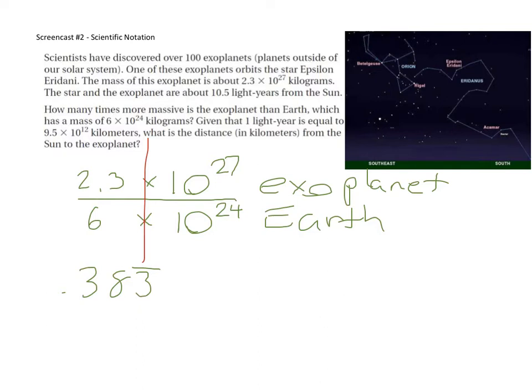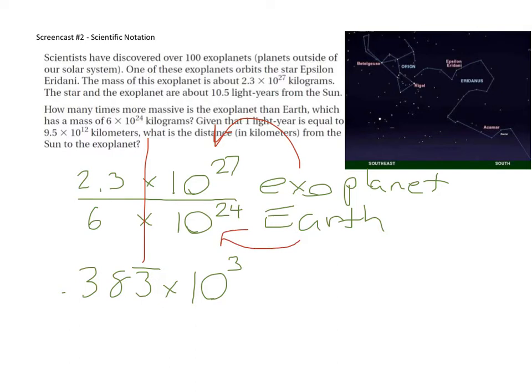And then we have to take the 10 to the 27th divided by 10 to the 24th. Well, we remember from the quotient rule of exponents that you subtract the exponents when you're dividing them. So this is 10 to the, 27 minus 24 is only 3. However, we're not done here. Remember, this is the exoplanet's mass, and this is Earth's mass. Why are we not done?